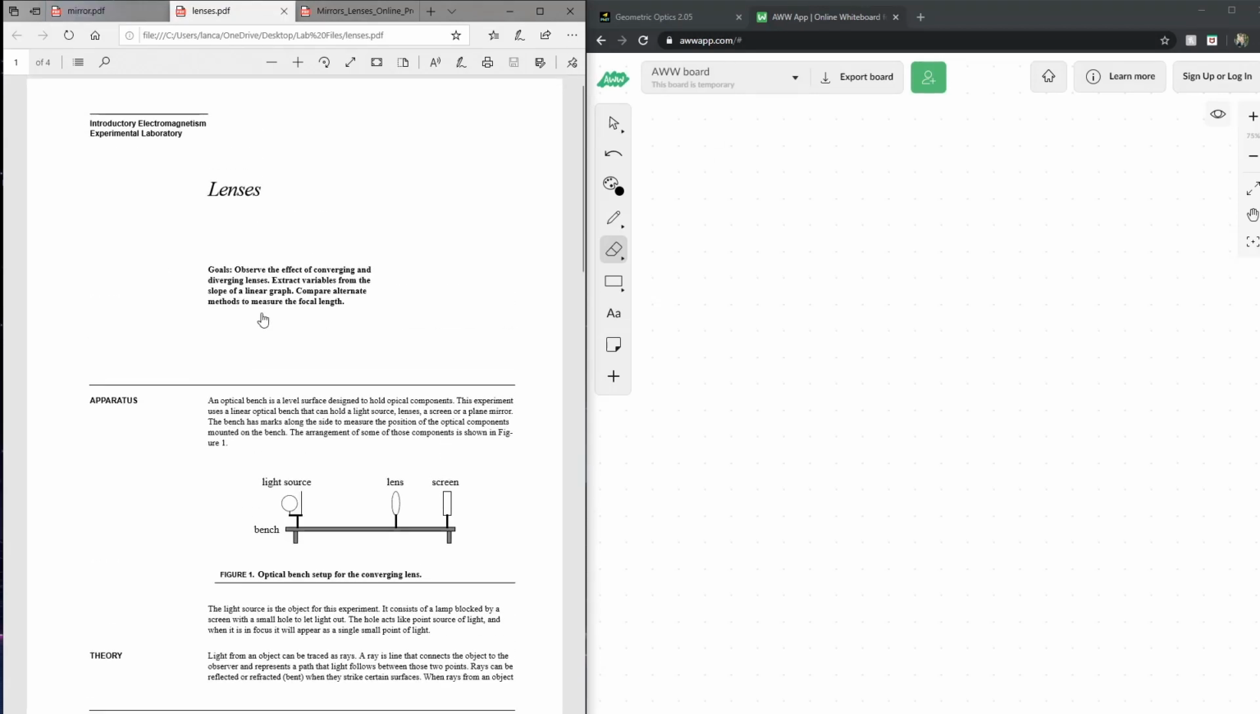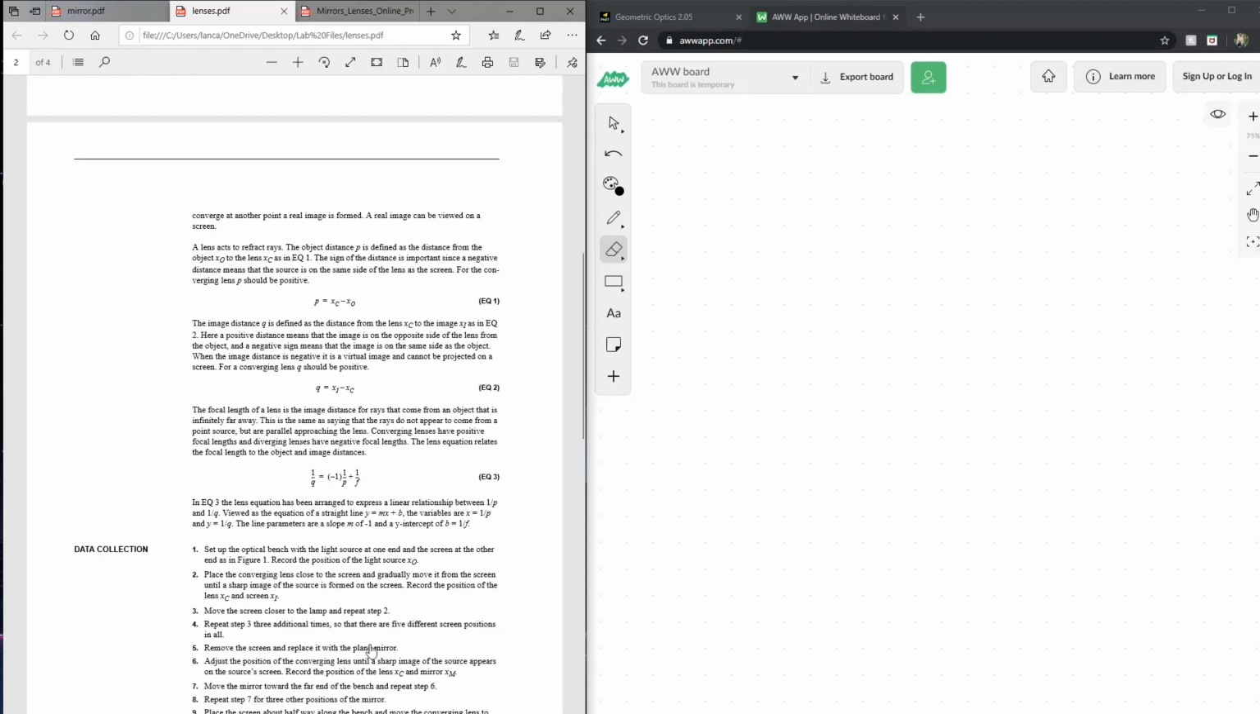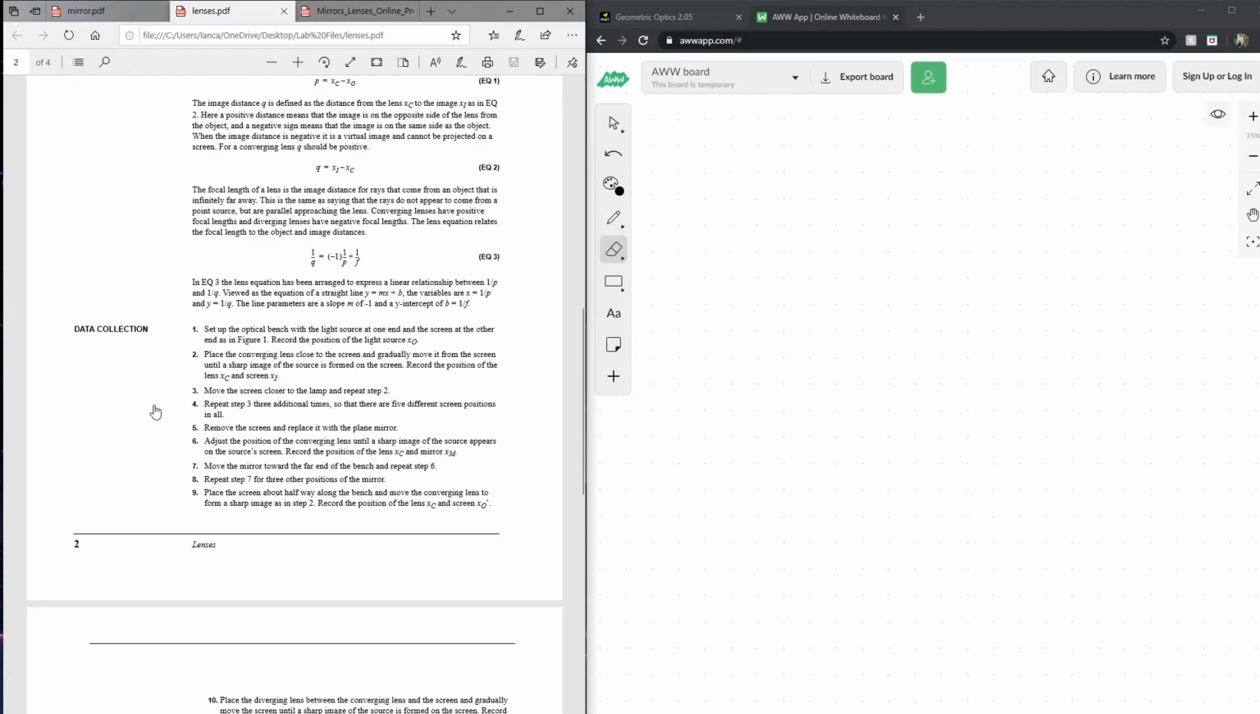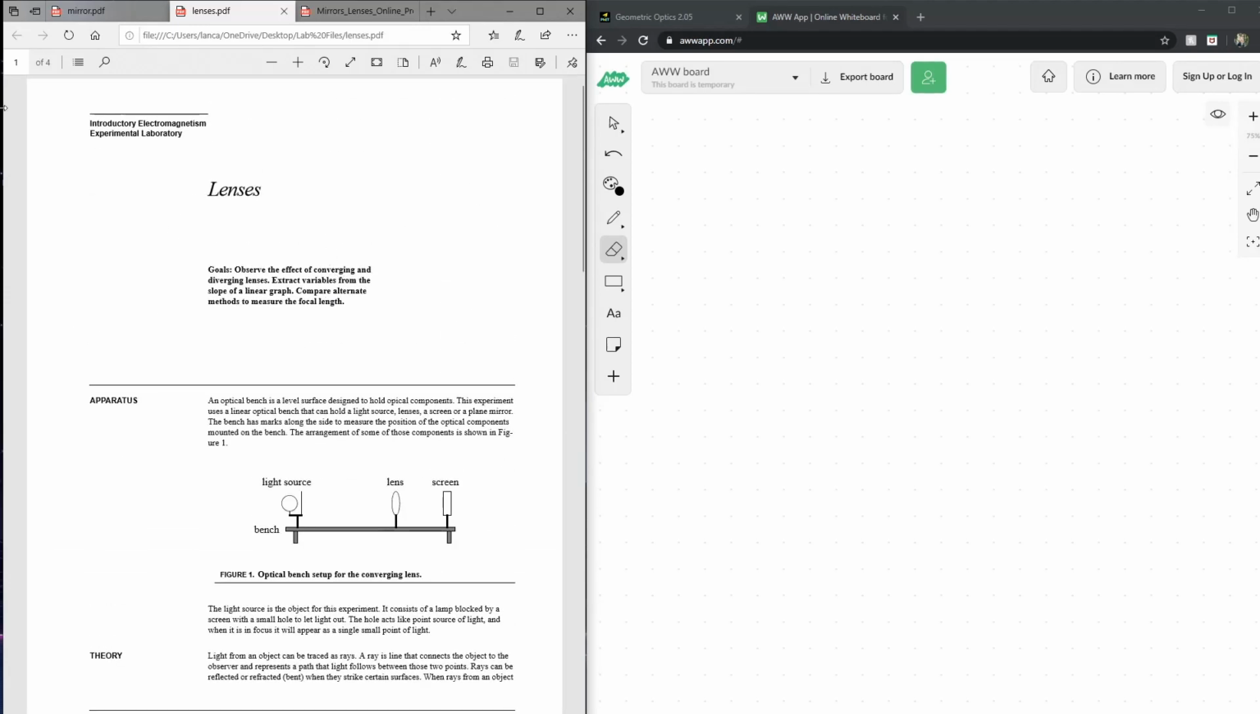So before you jump into this video, please take a look through those theory sections and make sure that you understand them before you come back. And you can stop at the data collection sections for both of these because of course we are not doing these labs in person. So take a look at those and then come back.